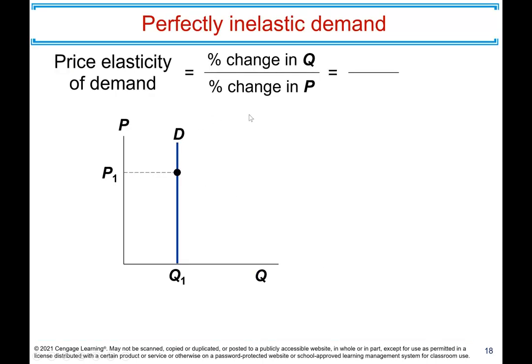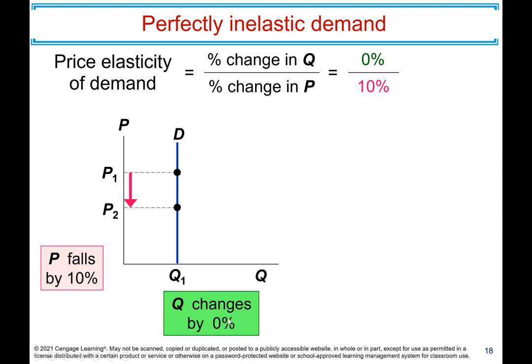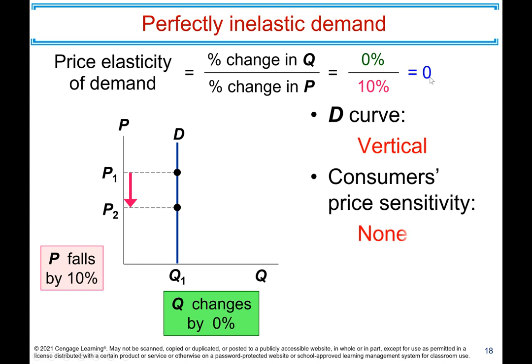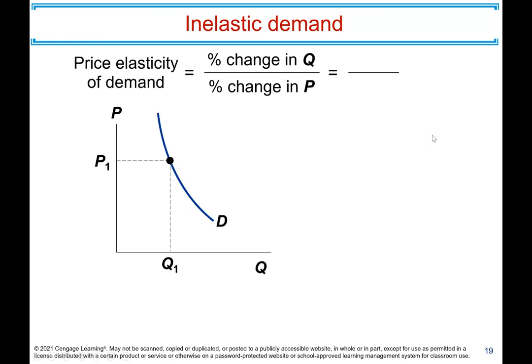So price elasticity of demand, of course, is equal to the percentage change in quantity divided by the percentage change in price. Let's look at the graph with a vertical demand curve. If price changes from P1 to P2, price falls by 10%, and quantity changes by 0%, the elasticity coefficient is 0 because the demand curve is vertical. That means consumer price sensitivity is none, and that is why elasticity is 0.